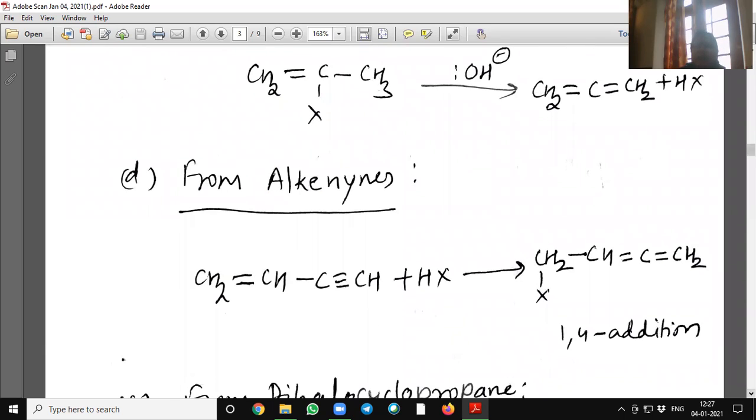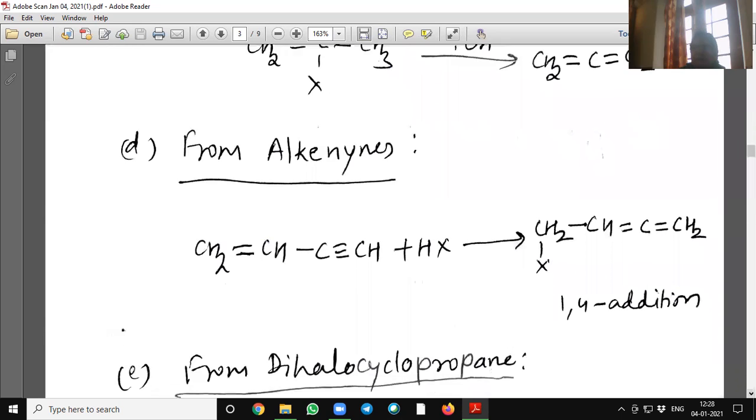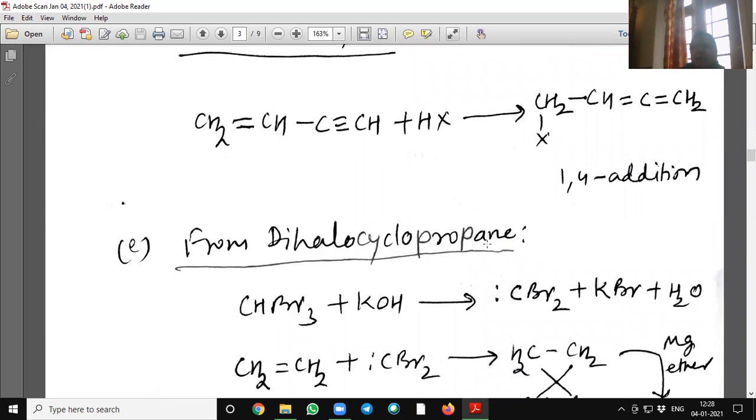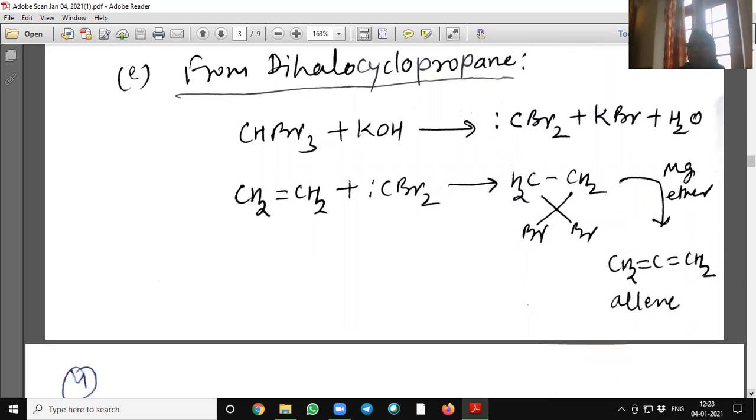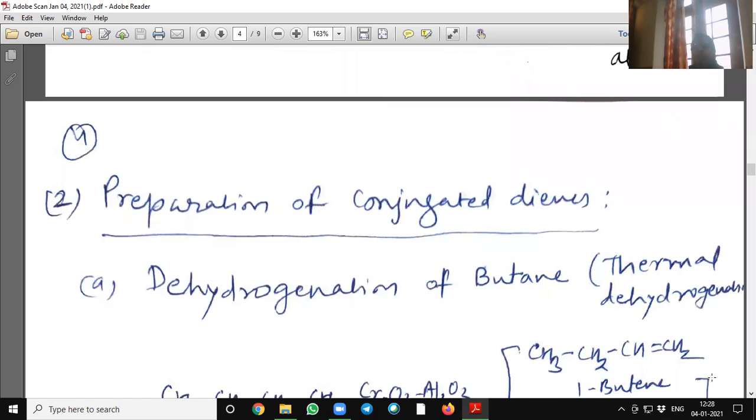From alkenynes, when reacted with hydrogen halide, it will form the 1,4-addition product and it will give allene. From dihalocyclopropane, when heated with magnesium, it will form allene. Preparation of conjugated dienes. Dehydrogenation of butane.